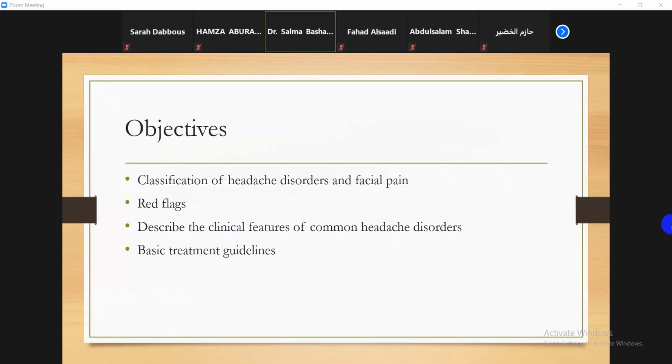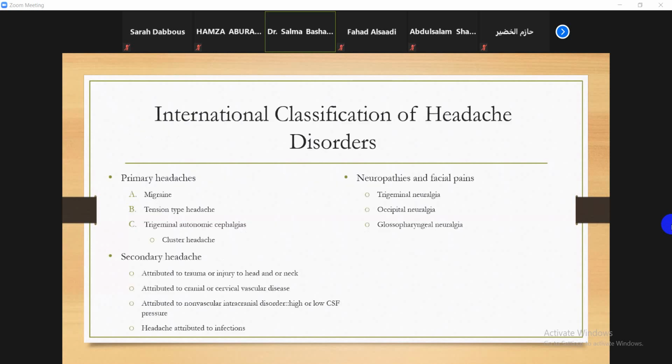So first we will start with the most recent classification of headache disorders and facial pain from the International Headache Society. We'll go over the red flags for secondary causes of headache. We will also describe the clinical features of common headache disorders, and we will review only the basic treatment guidelines, not so much detail for different types of headache disorders. So this is actually the most recent classification of headache from the International Headache Society.